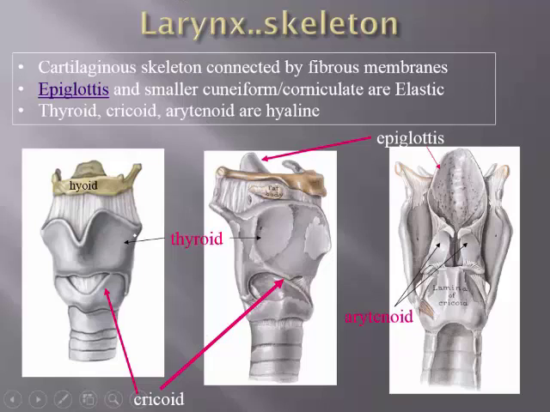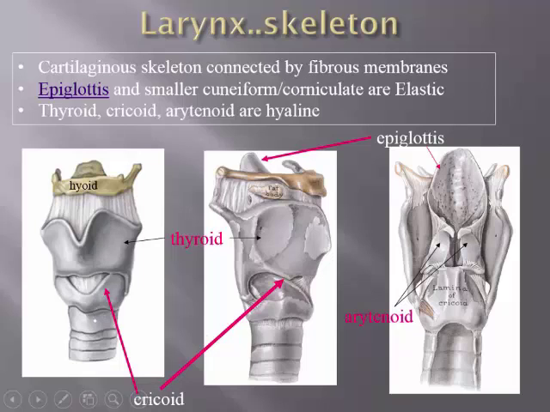You have some cartilages which are paired, some which are unpaired. Most of the cartilages are hyaline, as you can see up here. A few are elastic. Epiglottis is one of them, which is elastic, and then you have tinier cartilages called cuneiform and corniculate. So let's look at it from the front.